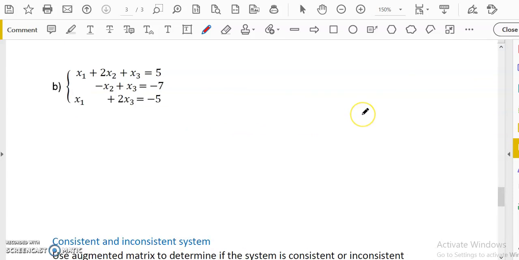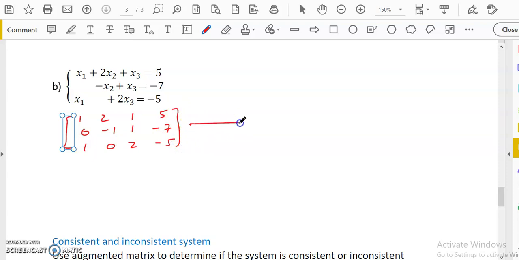Let's do a 3 by 3. So do the augmented matrix first. 1, 2, 1, 5. 0, -1, 1, -7. 1, 0, 2, -5. Hopefully it's fast. So I have 1, 0 already done, so I just need to get rid of that. Negative R1 plus R3, and then put it back into R3. So that would be negative 1, negative 2, negative 1, negative 5, plus 1, 0, 2, negative 5. So 0, negative 2, 1, negative 10.